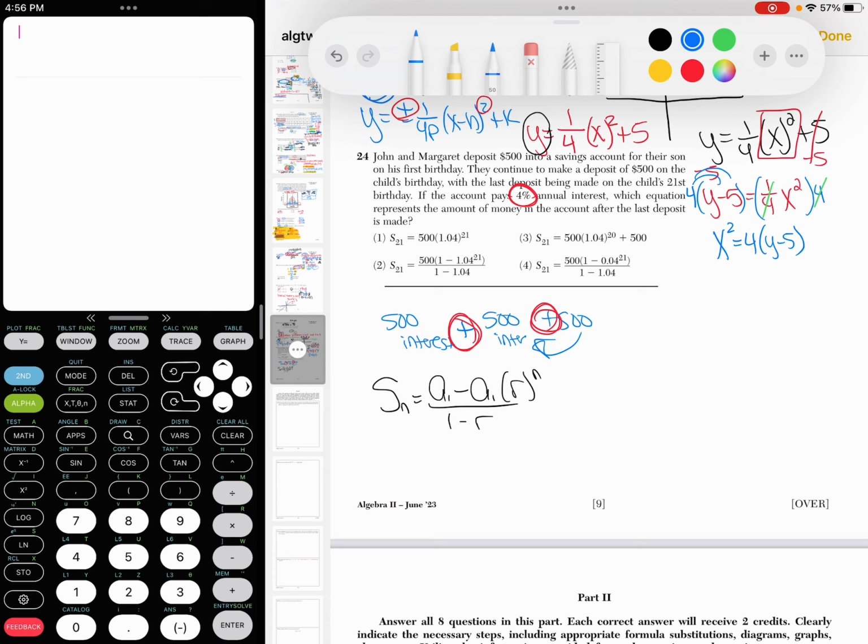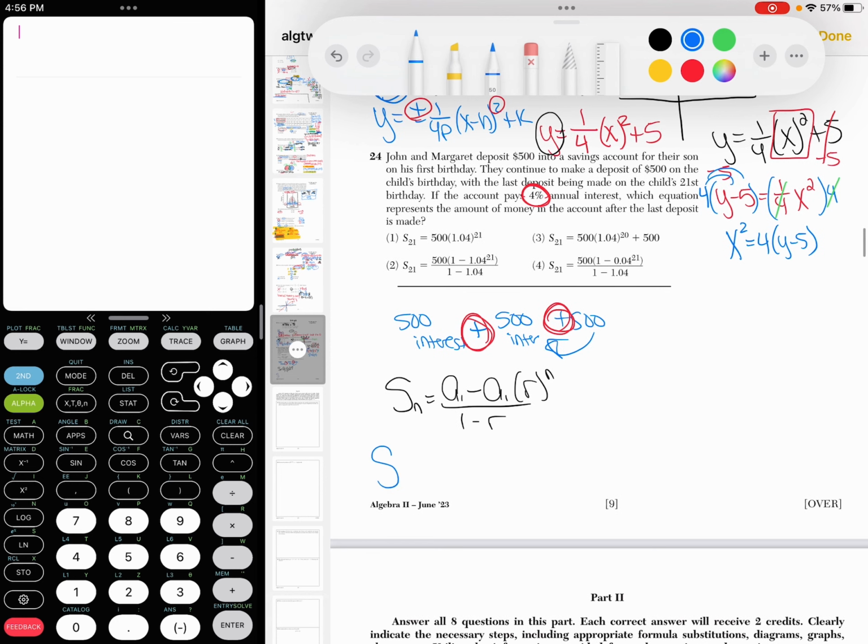So for this question, I have to figure out the first term. That one's not so bad. It's going to be 500 because that was the first deposit. So I'm going to just start plugging in the stuff that I know. 500 minus 500. Remember, those don't cancel because this a_1 is being multiplied by something. So because of PEMDAS, those don't just turn into a 0.